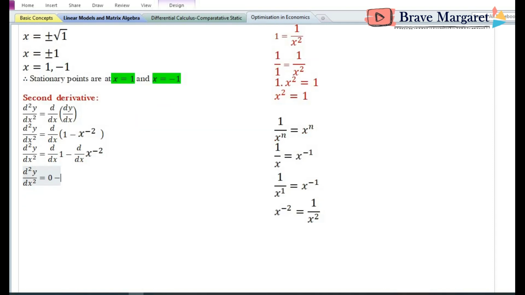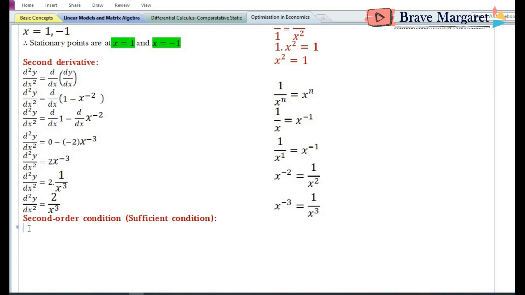The derivative with respect to x of constant 1 is equal to 0 minus, applying the power function rule, the derivative with respect to x of x to the power minus 2, which is equal to minus 2 x to the power minus 3. Minus times minus equals plus, so 2 x to the power minus 3. By using the rules of exponent, x to the power minus 3 can also be written as 1 by x to the power 3. 2 times 1 equals 2. So the second derivative is equal to 2 by x to the power 3.